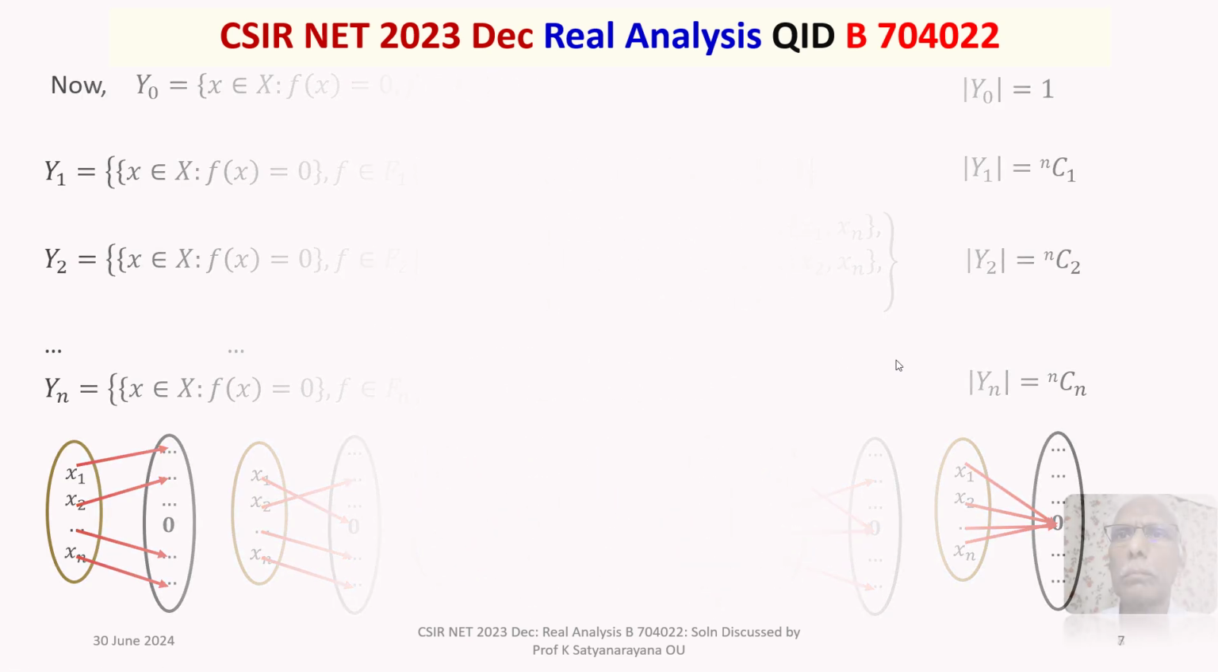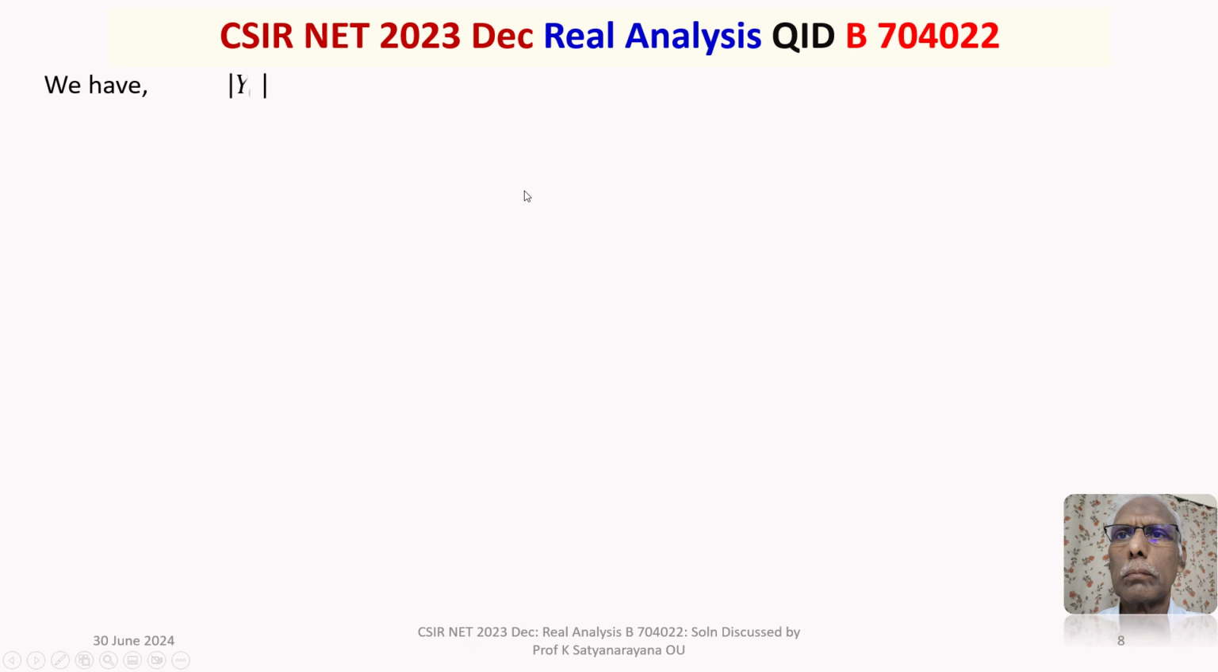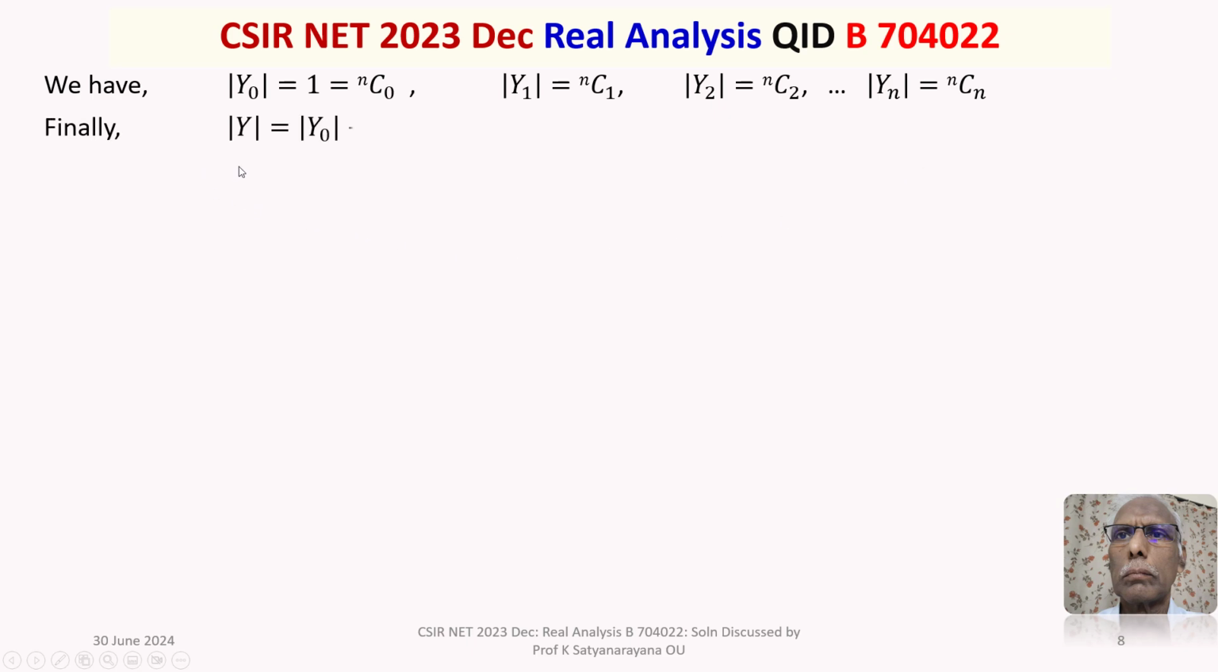And we know the order of y0, order of y1, order of y2, up to order of yn, we have computed. And finally, order of y is order of y0 plus order of y1 plus order of y2 plus so on up to order of yn. That is nC0 plus nC1 plus nC2 plus so on and so forth up to nCn. This is the sum of all binomial coefficients out of n elements, and the sum is 2 power n.